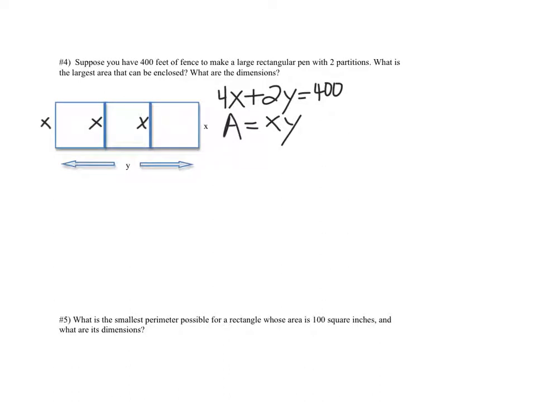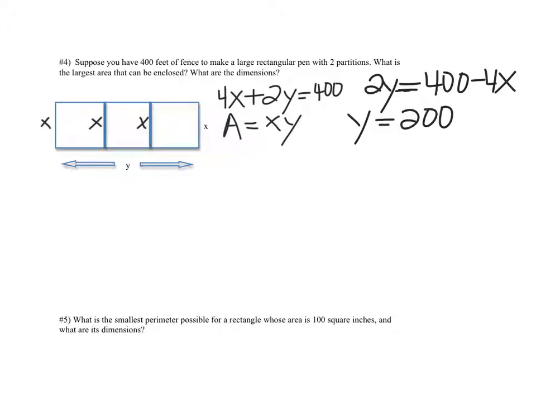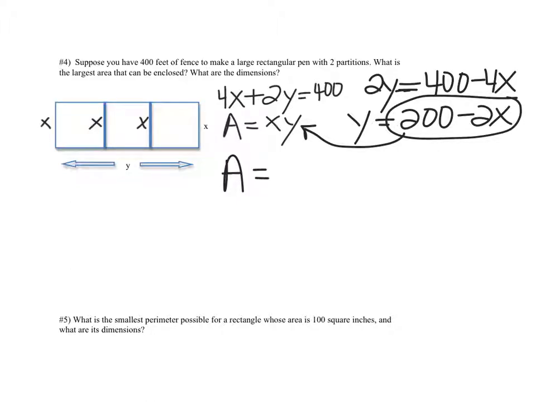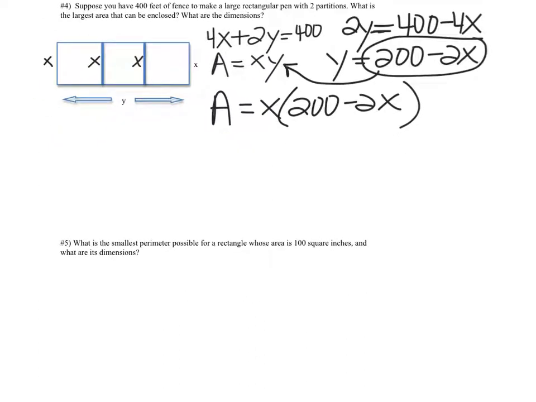Let's solve for Y. We'll subtract 4X to the other side. So this is 400 minus 4x. Divide everybody by 2. So y is 200 minus 2x. Okay, take that and substitute it into here. So area equals x times 200 minus 2x. Nobody really wants to do product rule probably. So let's go ahead and distribute, get rid of the parentheses there. So then the area equals 200x minus 4x squared.